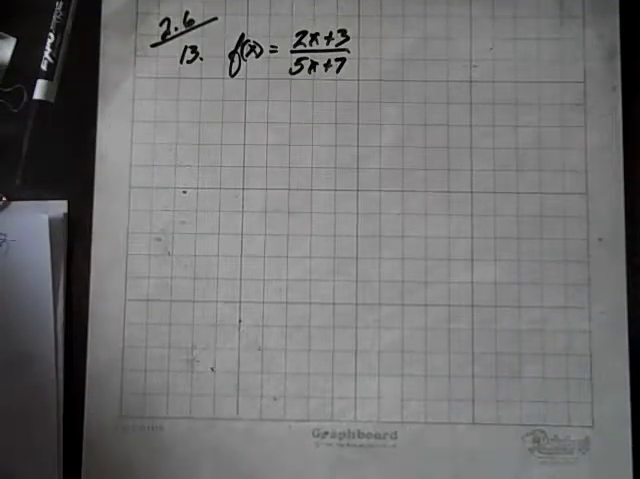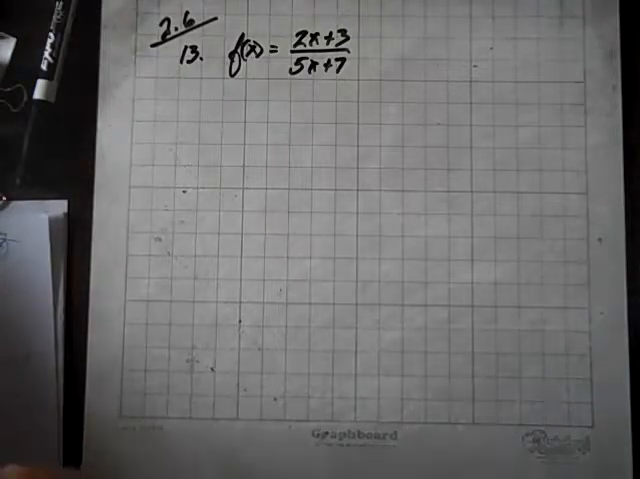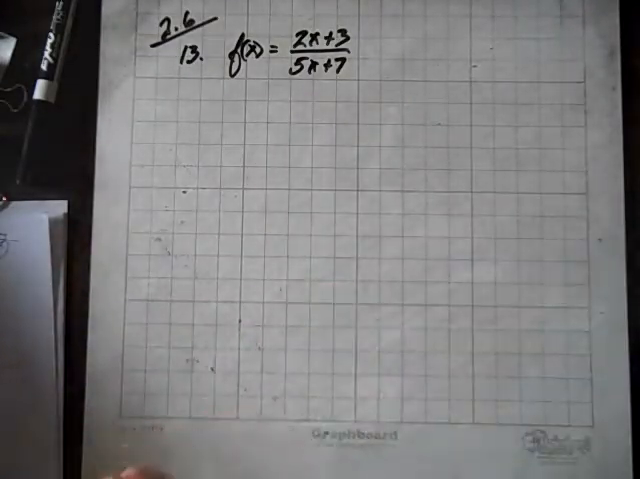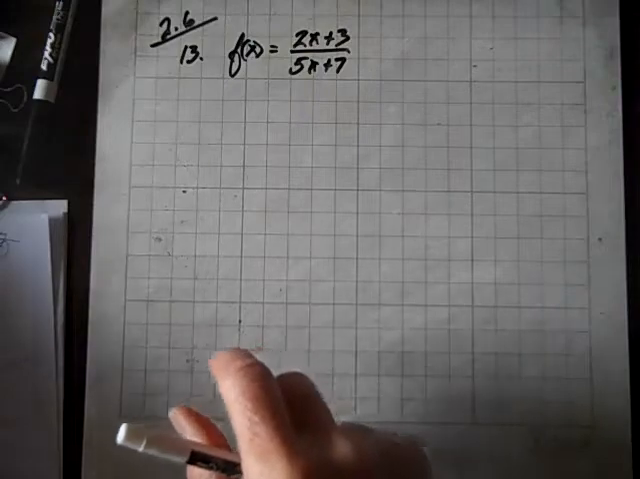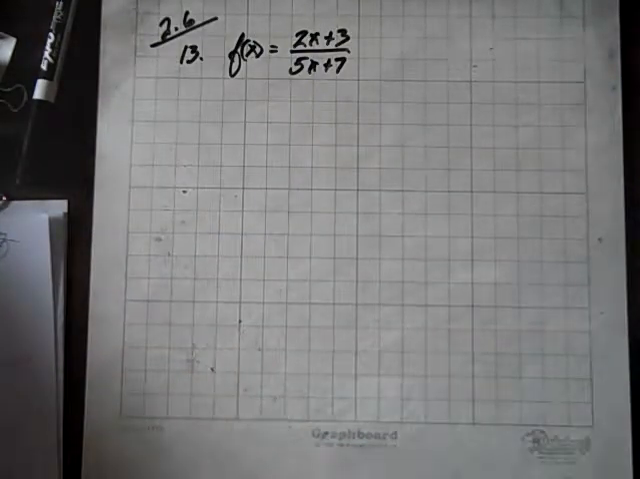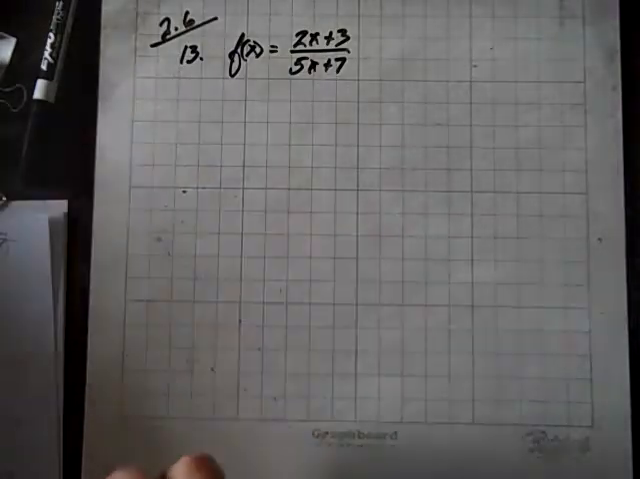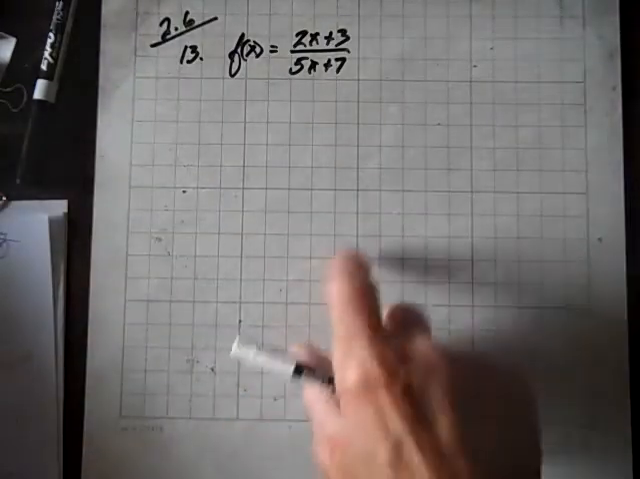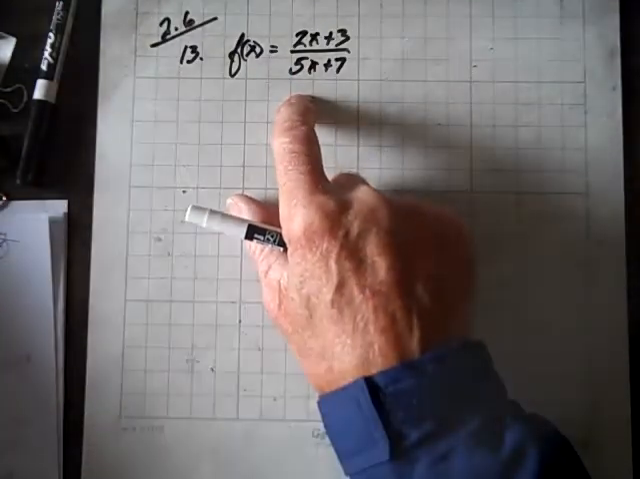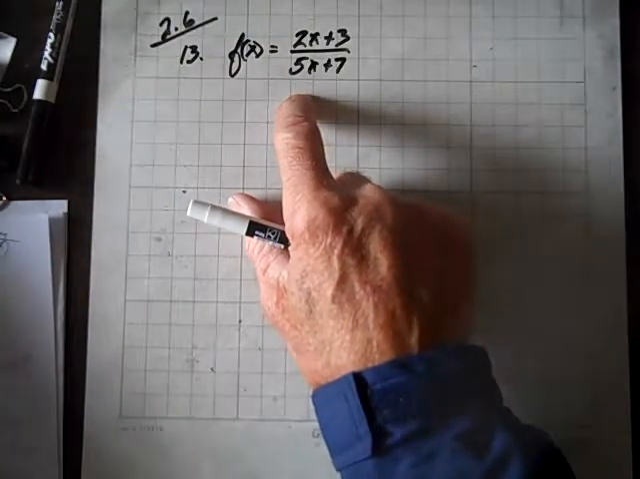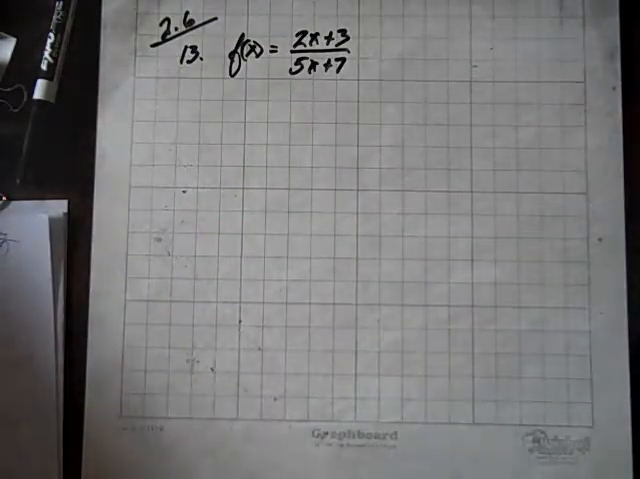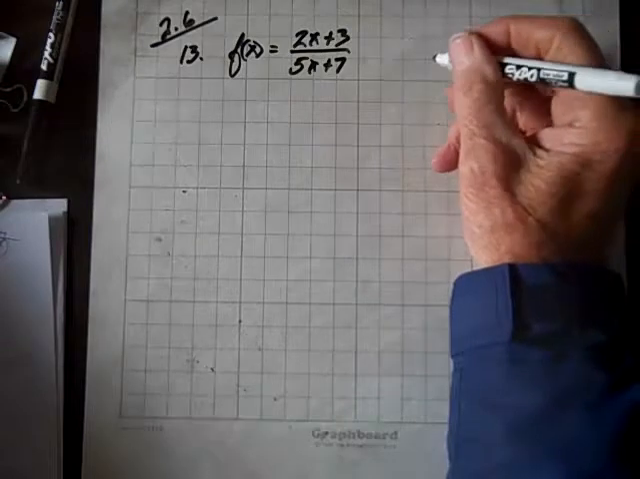Now we're doing section 2.6, number 13. And we've got to find the limit as x goes to plus or minus infinity of f of x. And here's our f of x. Well, first I want to cover something.